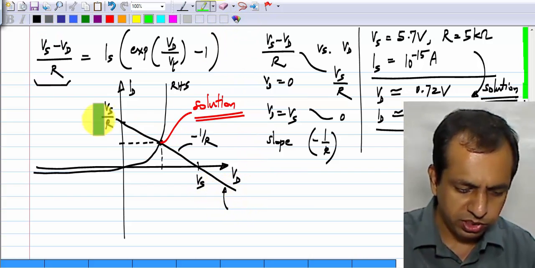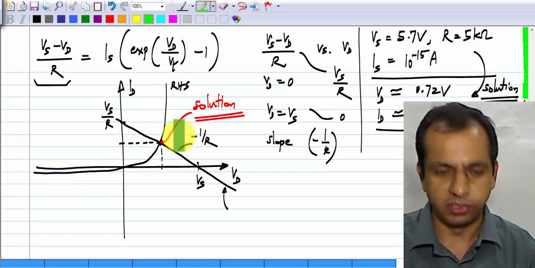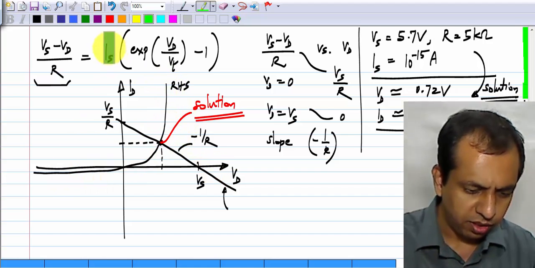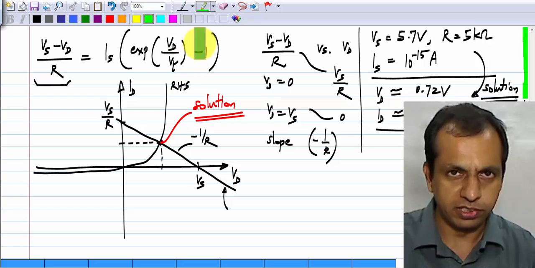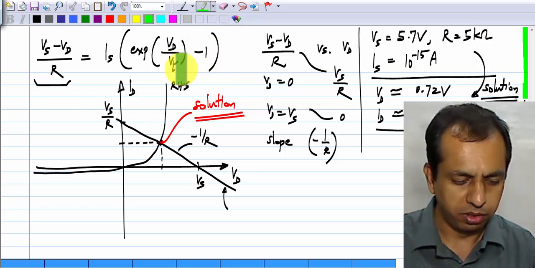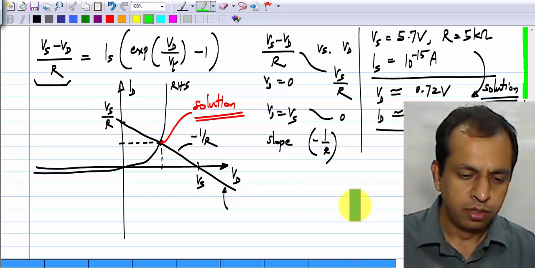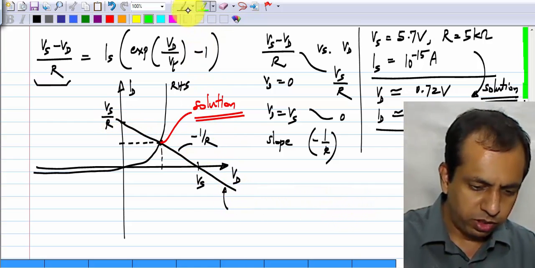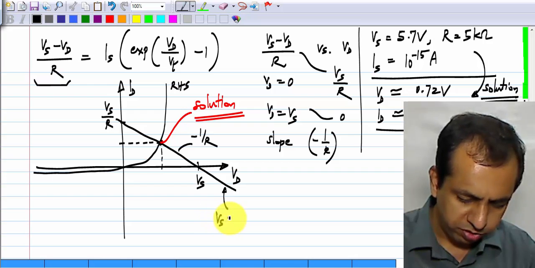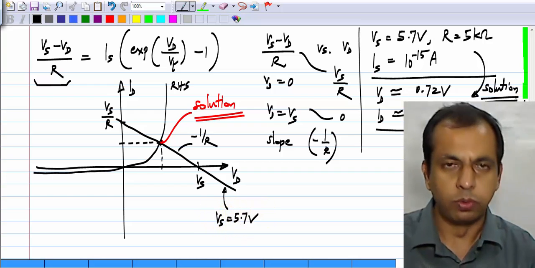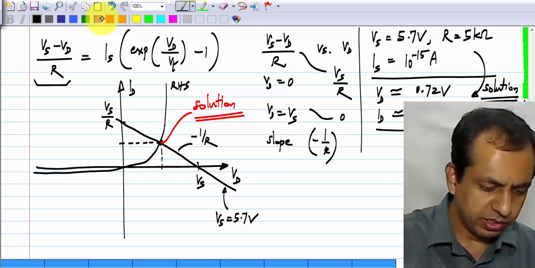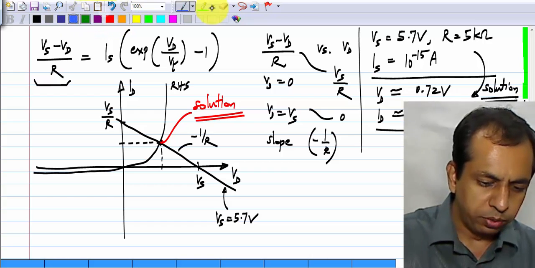With this particular curve, whatever I have shown here, the straight line is the part that is dependent on Vs, right? In this particular case, this exponential, the right hand side of it, is independent of Vs. It happens to be so in this particular case, and the left hand side is dependent on Vs. It is this line. So, let us say this particular one which I have already drawn corresponds to Vs equals 5.7 volts. If you change the value of Vs, you have to redo this.